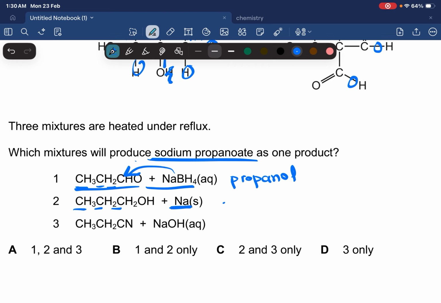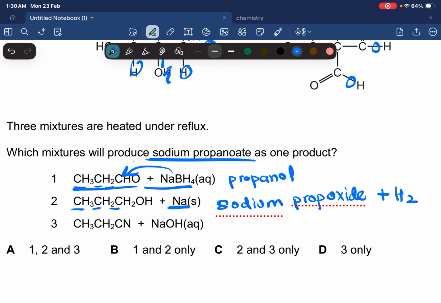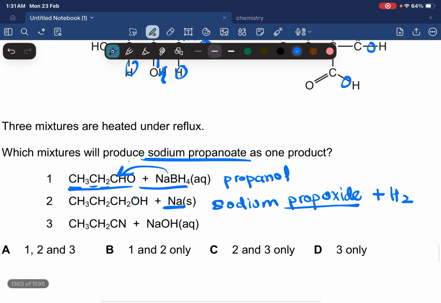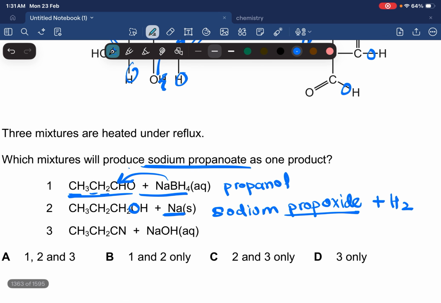Sodium and propanol is going to give sodium propoxide. Sodium propoxide is going to be the alcohol plus hydrogen gas, not sodium propanoate. With your alcohols, what do you form? You form propoxide, you form methoxide, you form ethoxide. Why? Because you have a single O here. With acids, you have a double O. Then you form sodium propanoate, ethanoate, not with your alcohols.